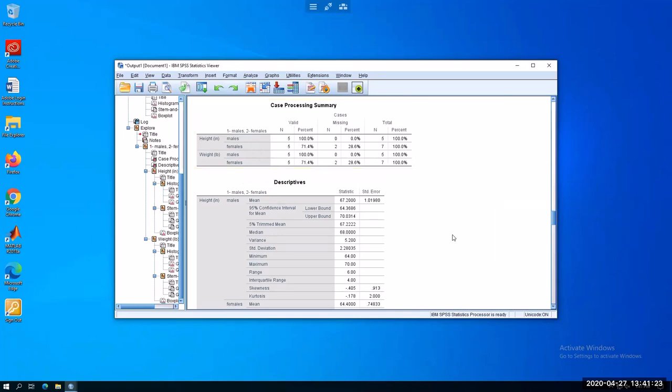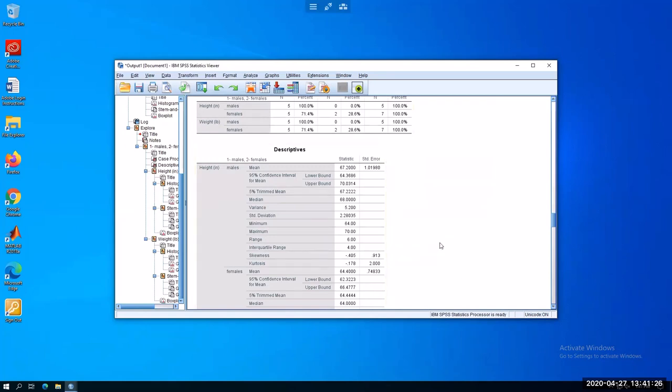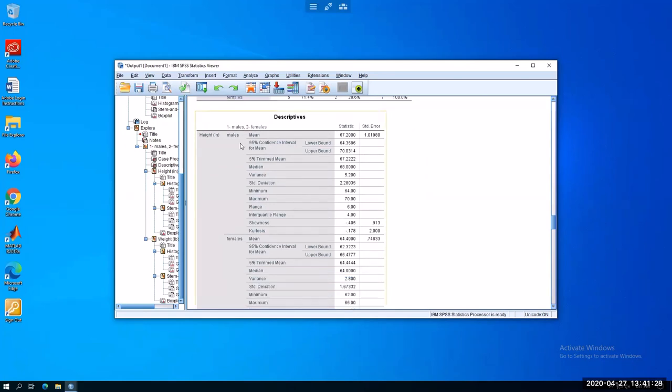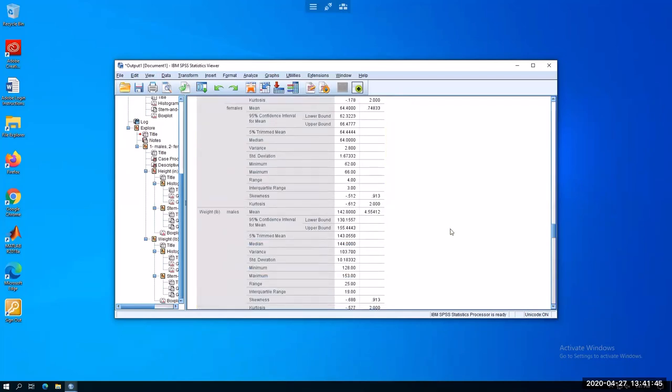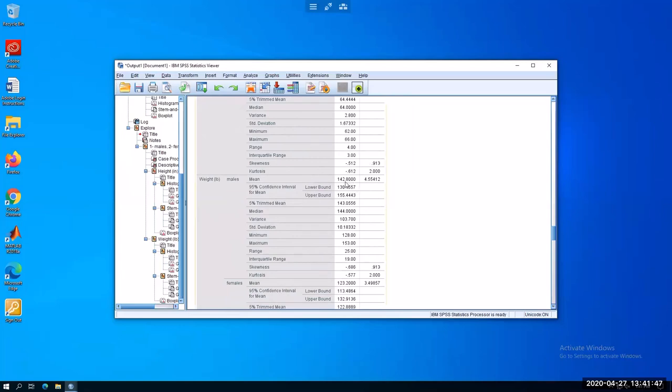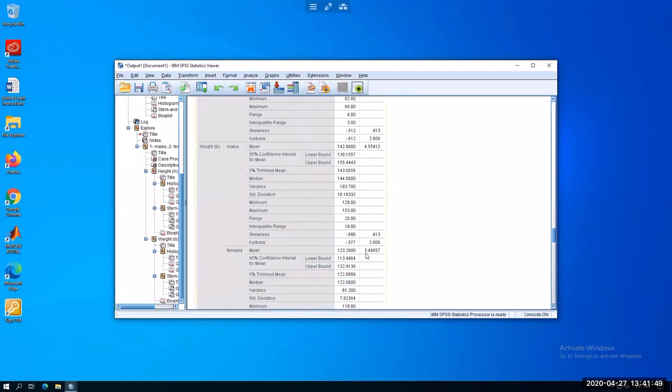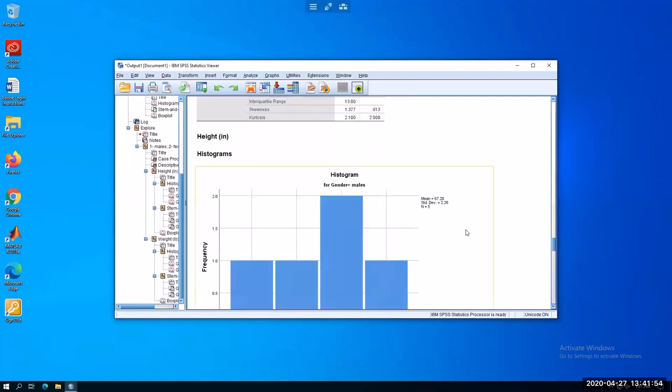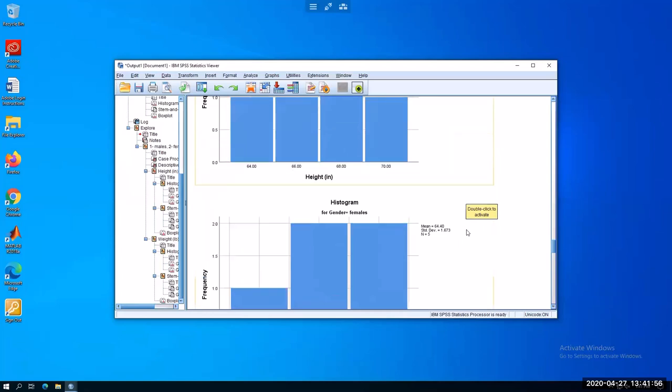And here we can see that, okay, this is for males, descriptive. Height for males, the mean value is 67.2. Mean height for females is 64.4. So there is some difference, but we need, of course, to test if it is significant or not. Weight for males, 142.8, and for females is lower, but we can test if it's significant also. So let's see how it compares.